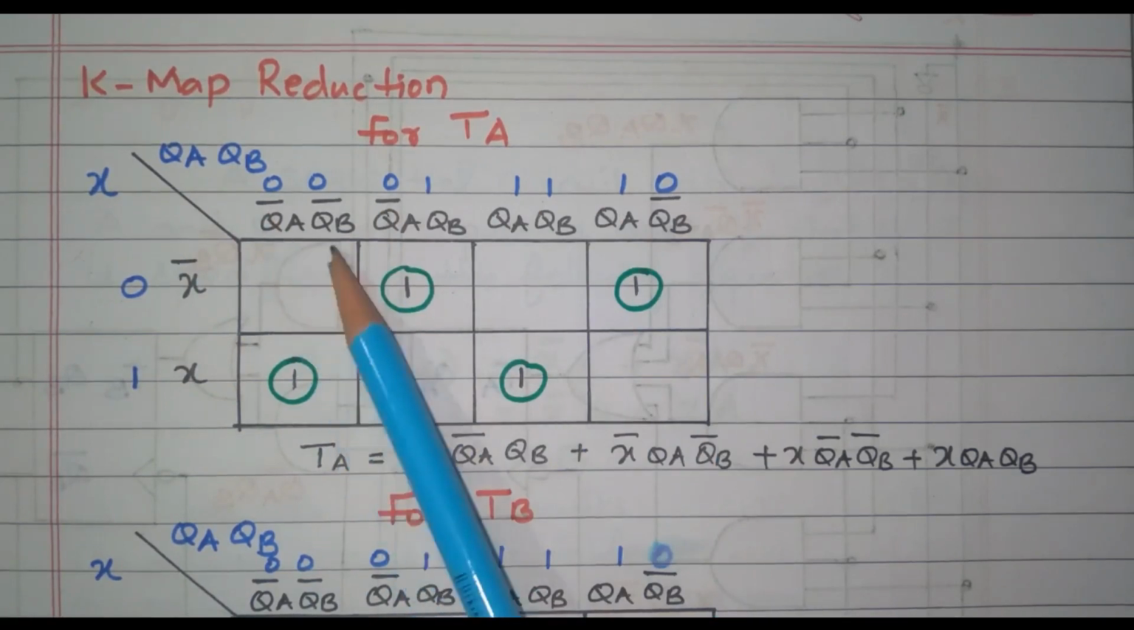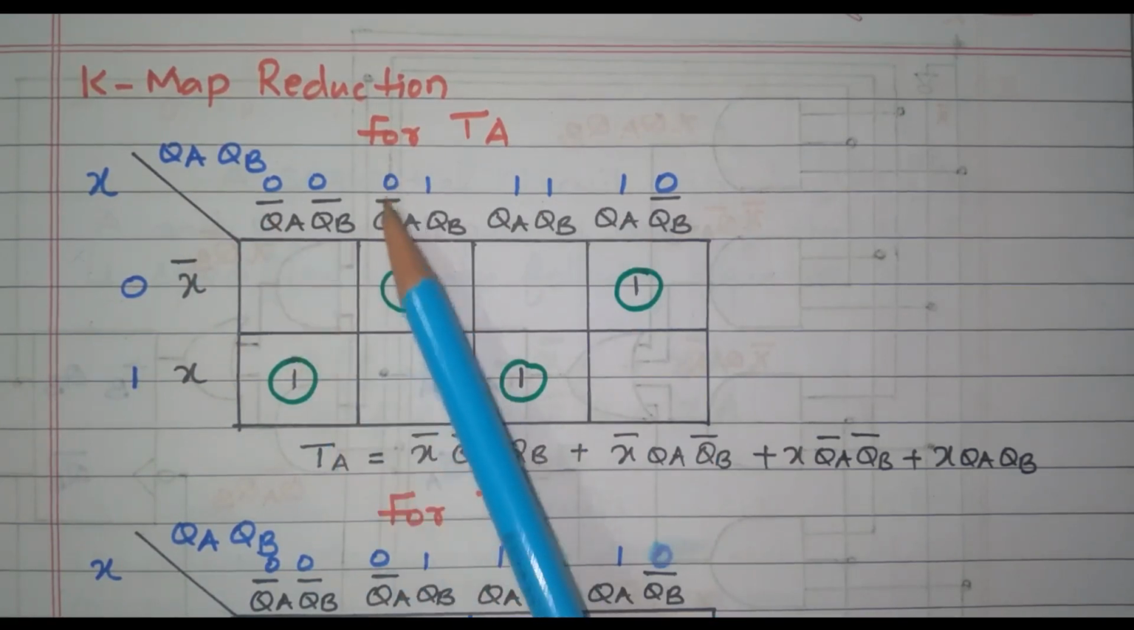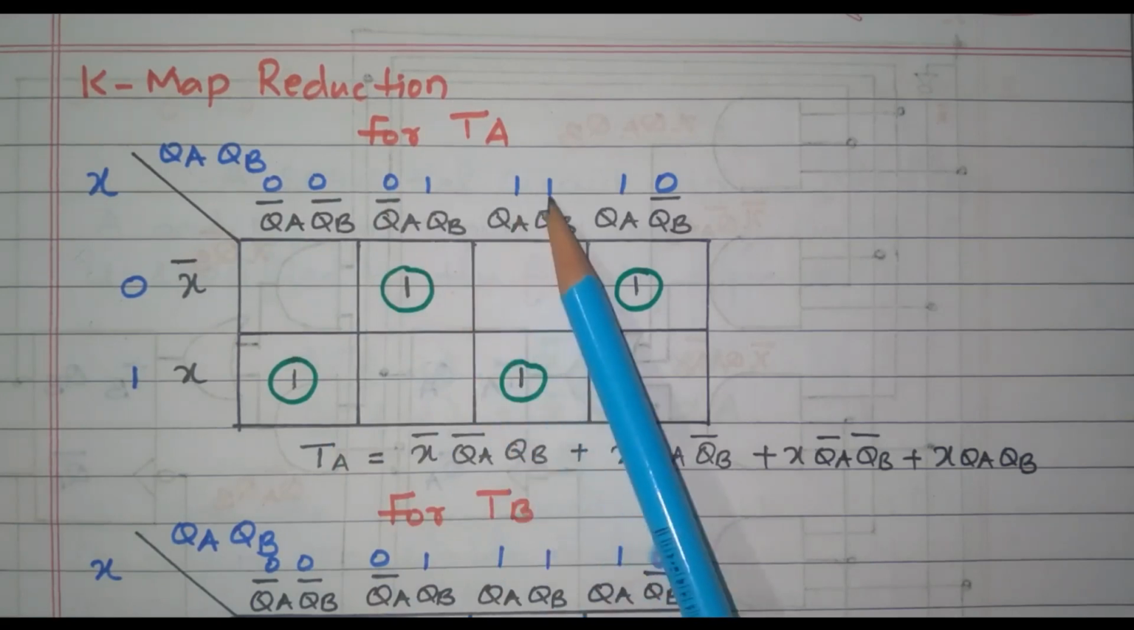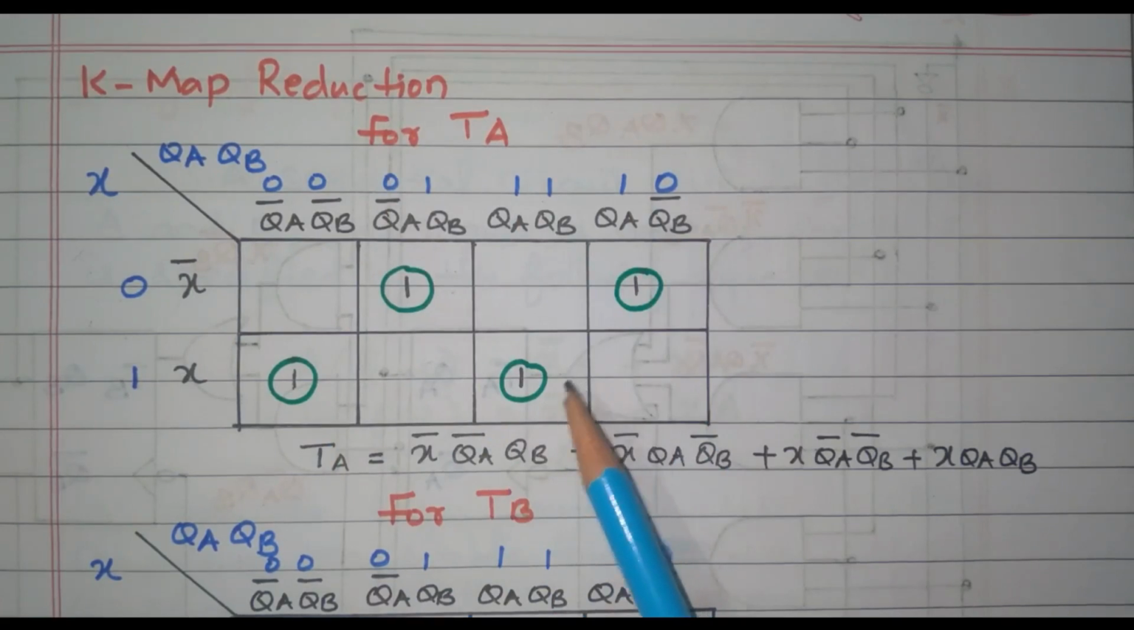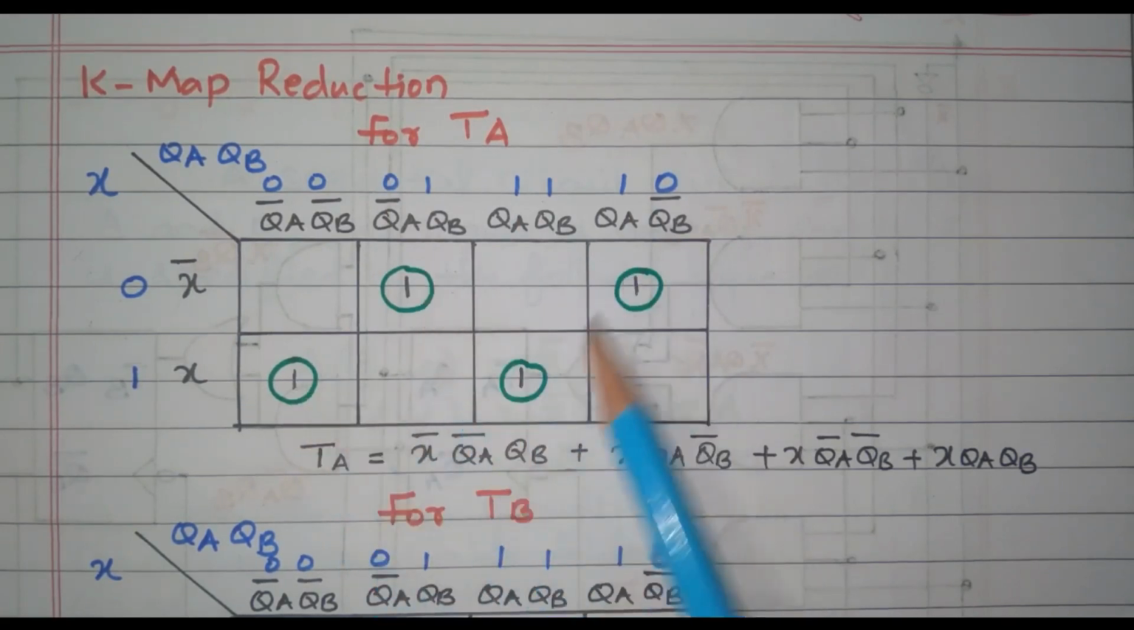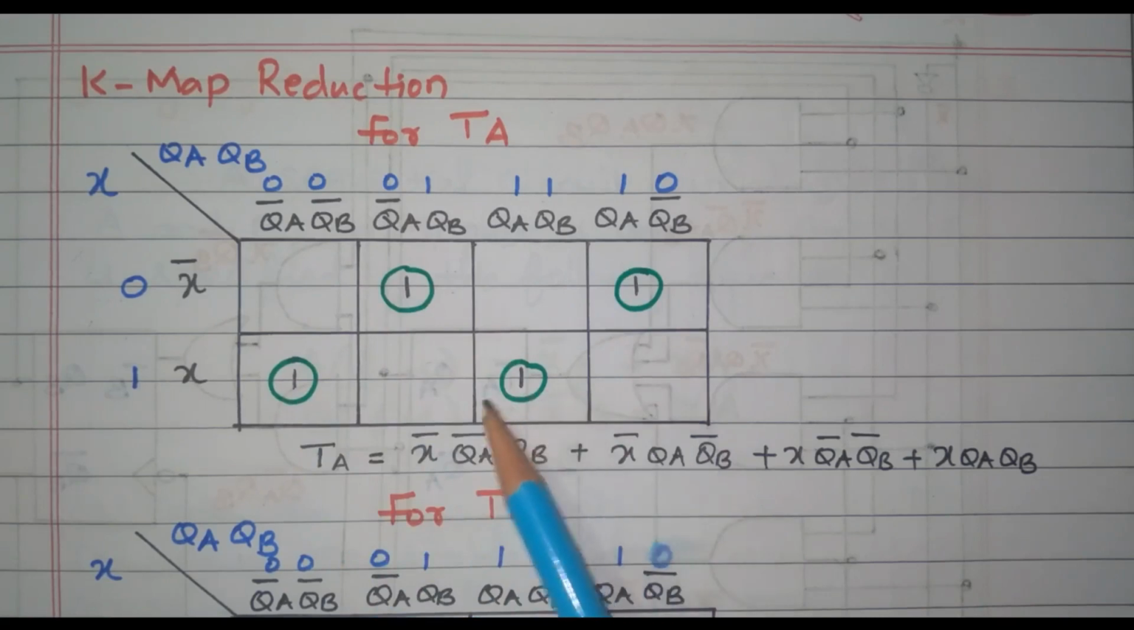0 0 means QA bar, QB bar. 0 1 means QA bar, QB. 1 1 means QA, QB. 1 0 means QA, QB bar. So, from the tabular column there are 4 ones available. These 4 ones are not able to group, all are available individually. So we got the expression x bar QA bar QB plus x bar QA QB bar plus x QA bar QB bar plus x QA QB, right. It is not minimized because we are not able to group.